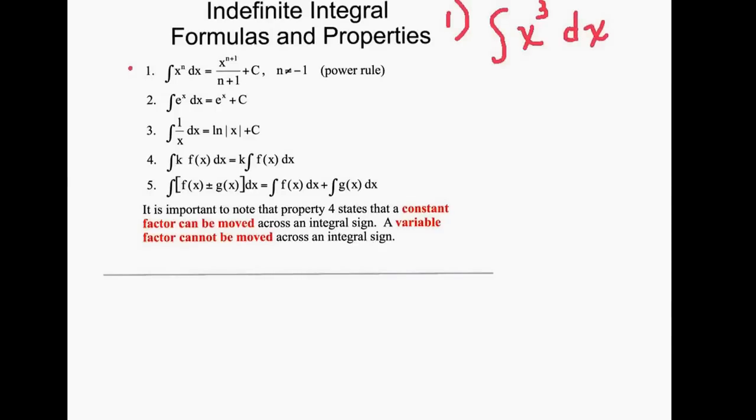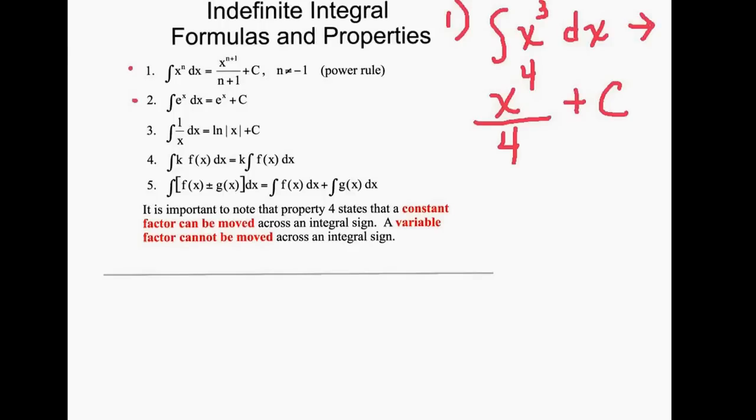Okay, so the integral sign along with the dx basically says antidifferentiate x cubed, meaning give me a function that has x cubed as the derivative. Well, using the power rule in number 1, I would increase the exponent 3 to 4. I add 1 to it, and then I simply divide by the value that I've just raised it to, and I add c on. Now we're going to do lots more examples, but I wanted to give you one just to see how it works in the beginning.